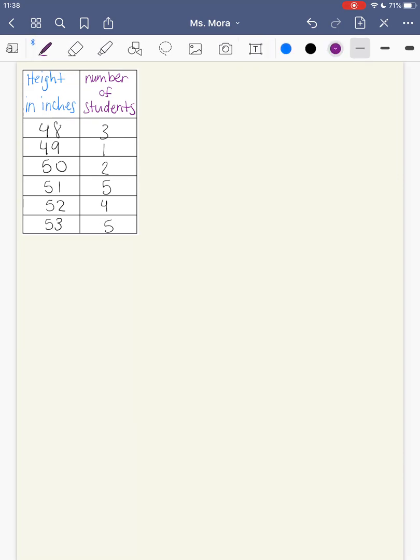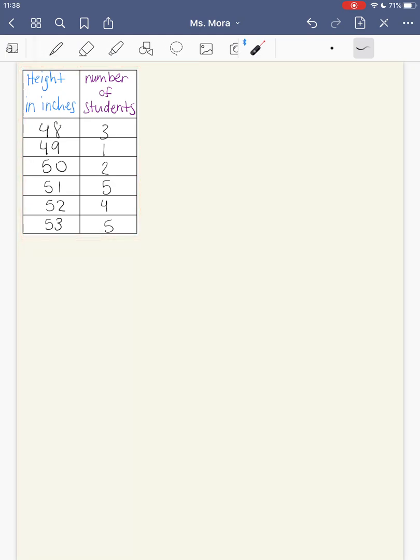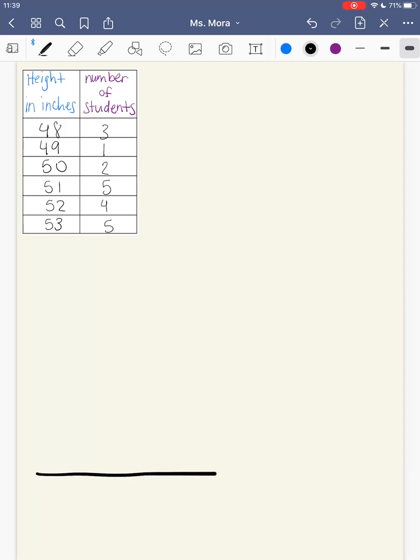So guys, I have my data table with all the data I need, okay? And I'm gonna draw my line plot. So, para dibujar mi diagrama de cinta, lo que debemos hacer es que vamos a dibujar una línea acá abajo. Okay, so we're drawing a line down at the bottom, guys. And then I'm gonna look at my line graph.